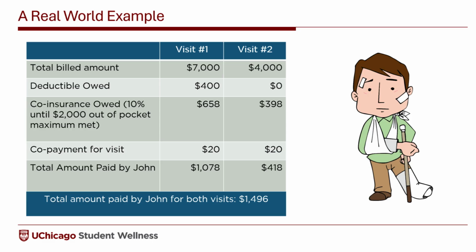John has an annual deductible of $400 and his plan has 10% co-insurance, so for his first visit he will pay $1,078, which equals the $20 co-pay, $400 towards the deductible, plus 10% of the remainder, or $658. For his second visit, he's already met his annual deductible, so he will only owe the co-pay of $20, and the co-insurance amount, which here is 10% of $4,000 less the $20 co-pay, or $418.